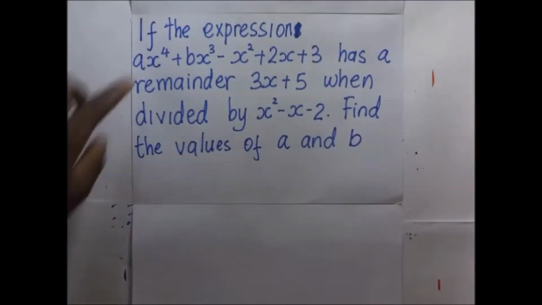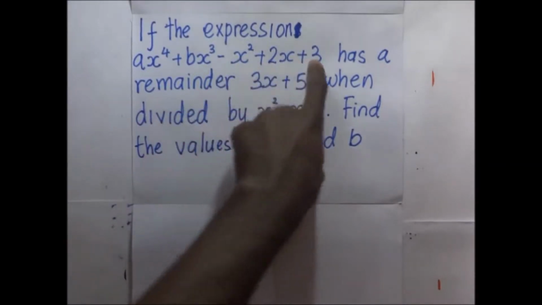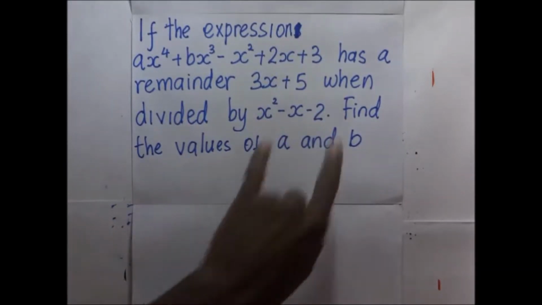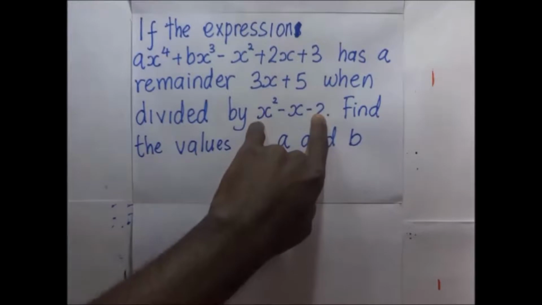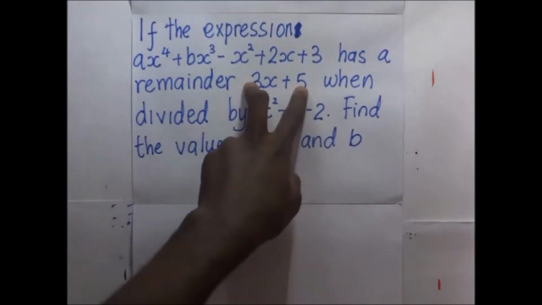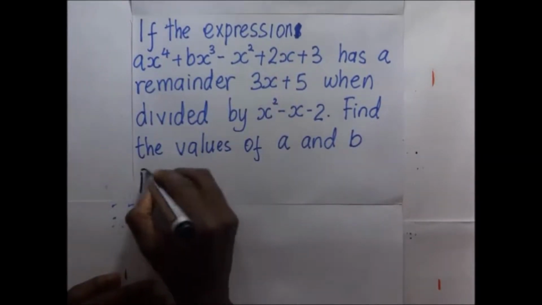If the expression ax to the power 4 plus bx to the power 3 minus x squared plus 2x plus 3 has a remainder 3x plus 5, when it is divided by that, find the values of a and b. This means this is our divisor, because they are telling when it is divided by that. This is our remainder, and this is our polynomial. Let's first state those categorically.